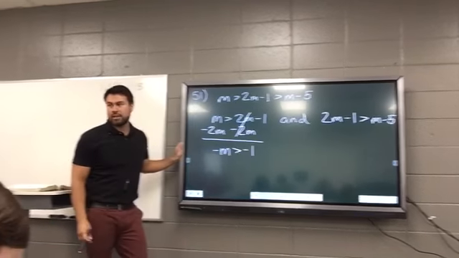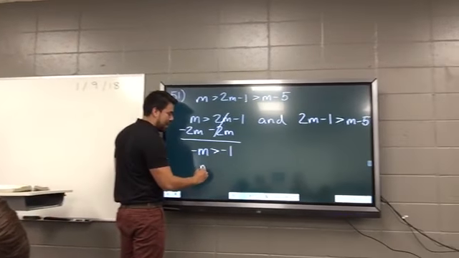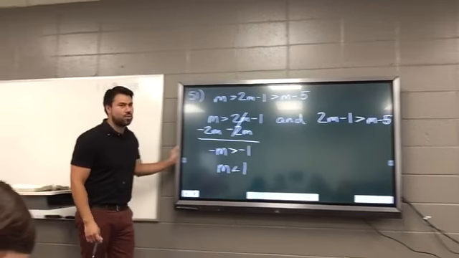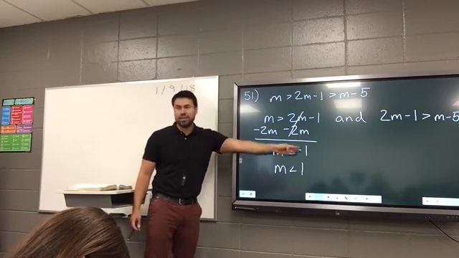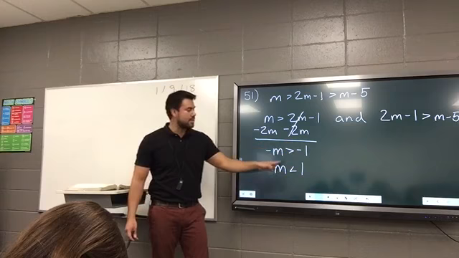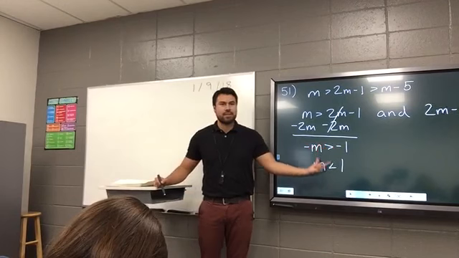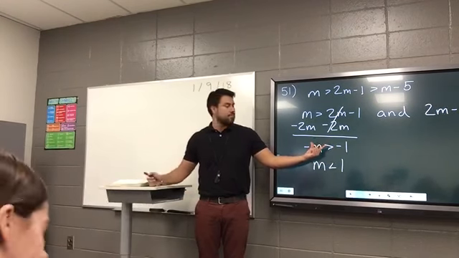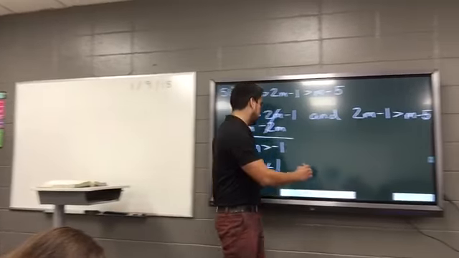Was that what I wanted? Did I want negative m? You want m. So m is less than 1. How in the world did I get that? How did I go from negative m is greater than negative 1 to m is less than 1? What did I do from this step to this step? What did I multiply or divide both sides by? Negative 1, so I have to change the direction. This is my inequality.